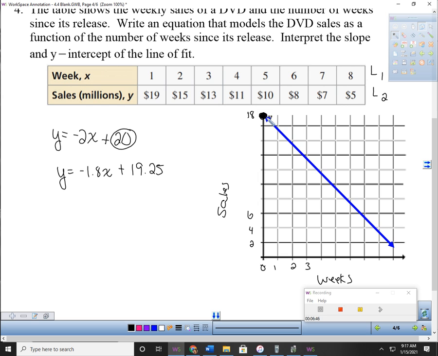So what does this point right here mean? Zero weeks since its release, correct? And you have 20 million in sales, correct? Now I have a question. If it's 0 weeks since your release, what does that mean? Like, how can you have 20 million in sales if it's not been released yet? Can you?